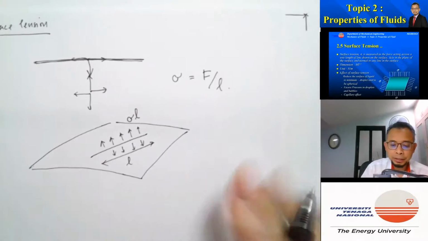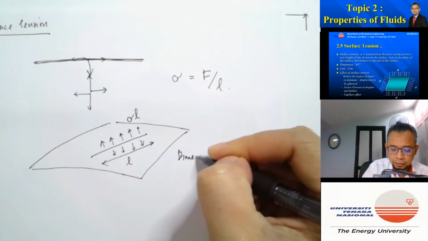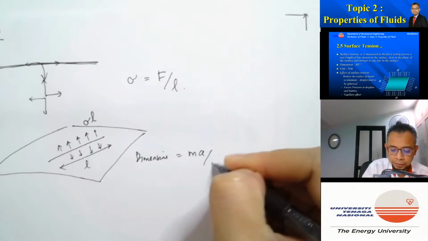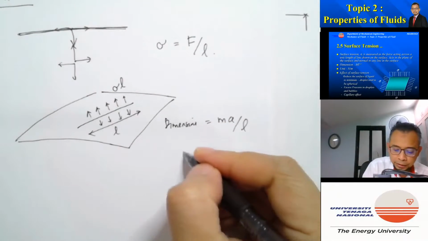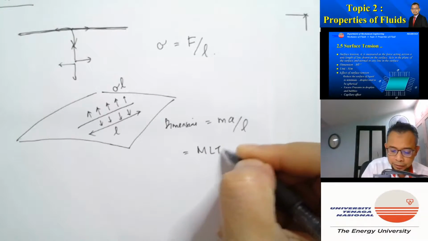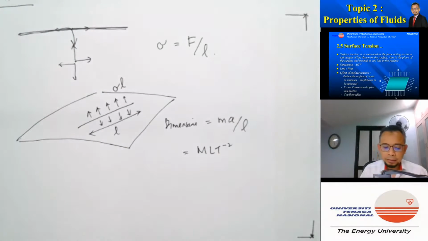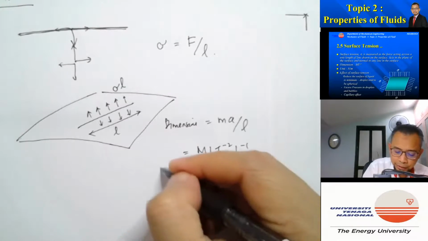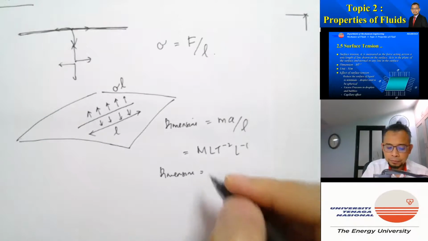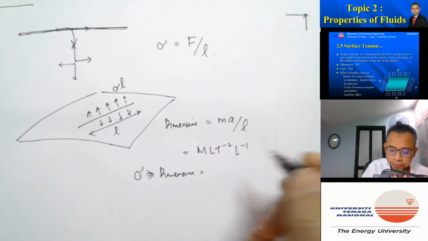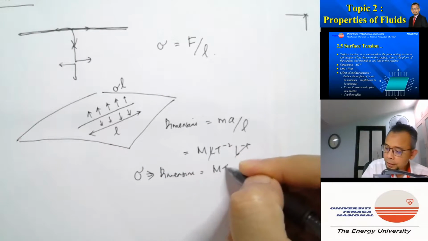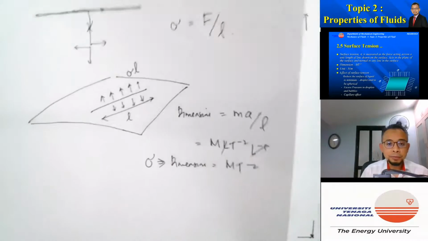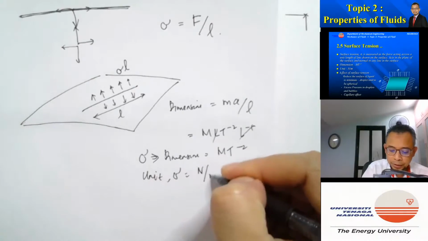If you consider the dimensions, force is m a, over length. So it's mass times L t minus 2, that's for acceleration, and then L minus 1. So the dimensions of sigma are m t minus 2. Right? And of course the unit is Newton per meter.